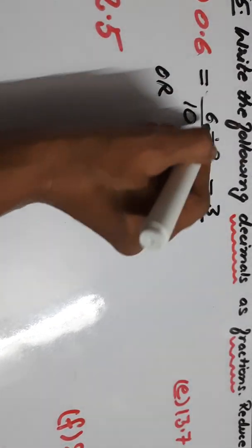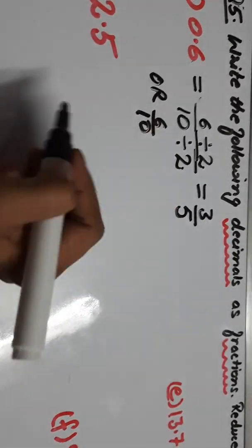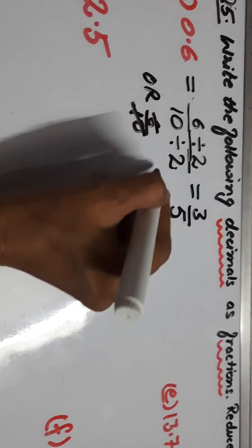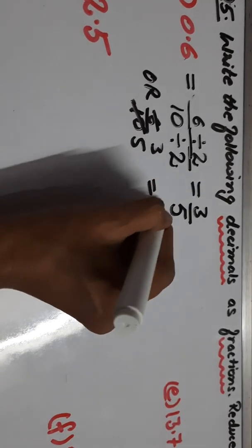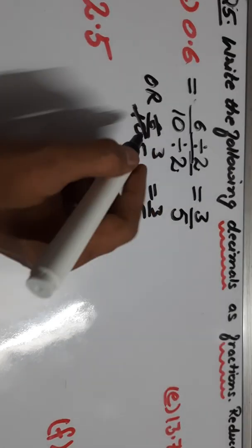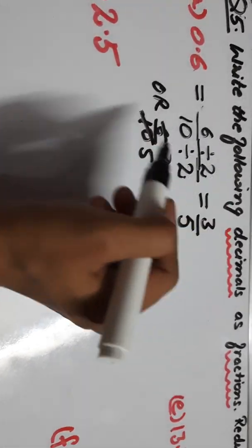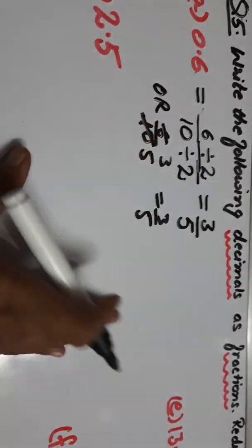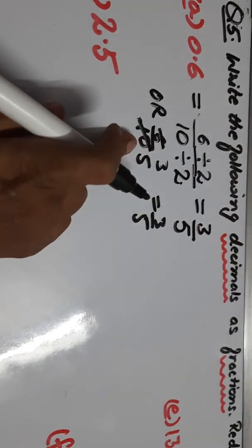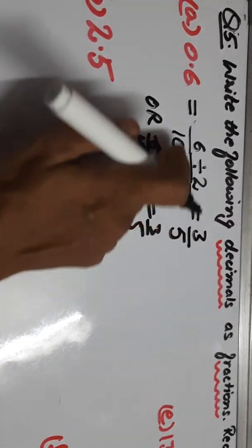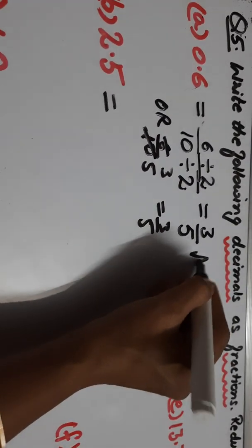Or what we could do directly, 6 by 10, both are multiples of 2, we can cut them. 2 3s are 6, 2 5s are 10. So we can do this cutting also, because as you are moving to higher classes, learn this method to solve the questions. Okay, so right now it's your wish. If you want to do in this way, you can go with this method, or you can reduce the fraction by direct cutting also. Now let's do the second part. So this is the answer.